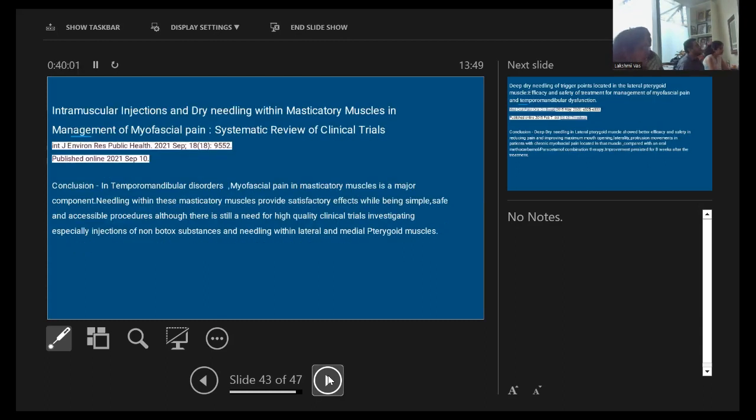Then intramuscular injection and dry needling within masticatory muscles in management of myofascial pain. There is a systematic review and clinical trials. In temporomandibular disorders, myofascial pain in masticatory muscle is a major component. Needling within these masticatory muscles provides satisfactory effects while being a simple, safe, and accessible procedure, although there is still a need for high quality clinical trials. And needling within the lateral and medial pterygoid helps a lot, especially when you don't want to go for Botox.